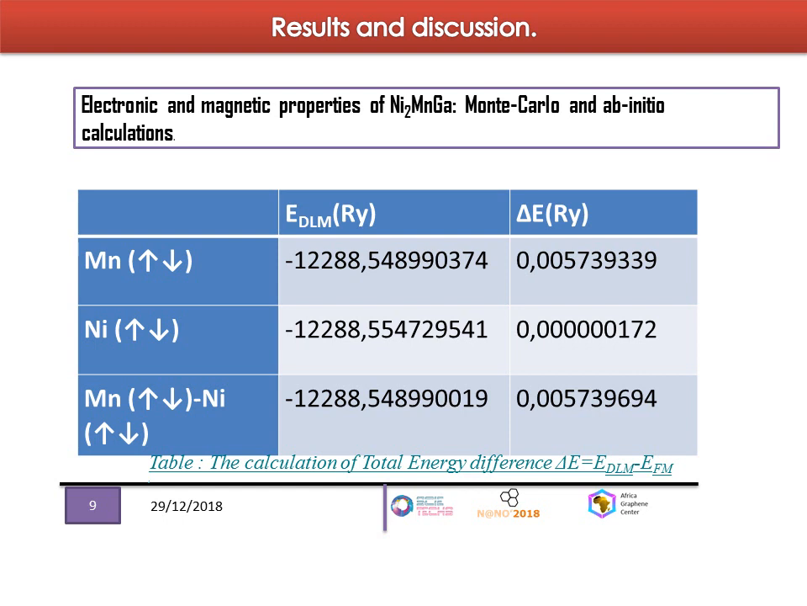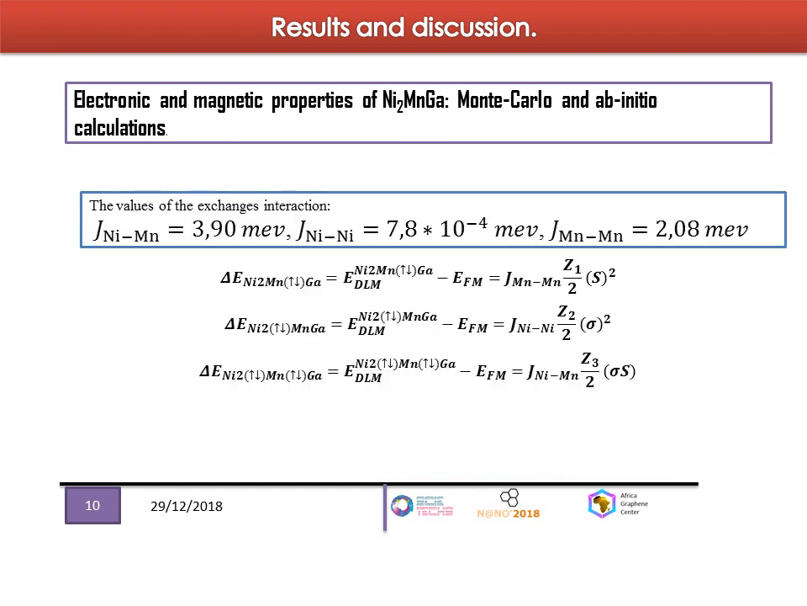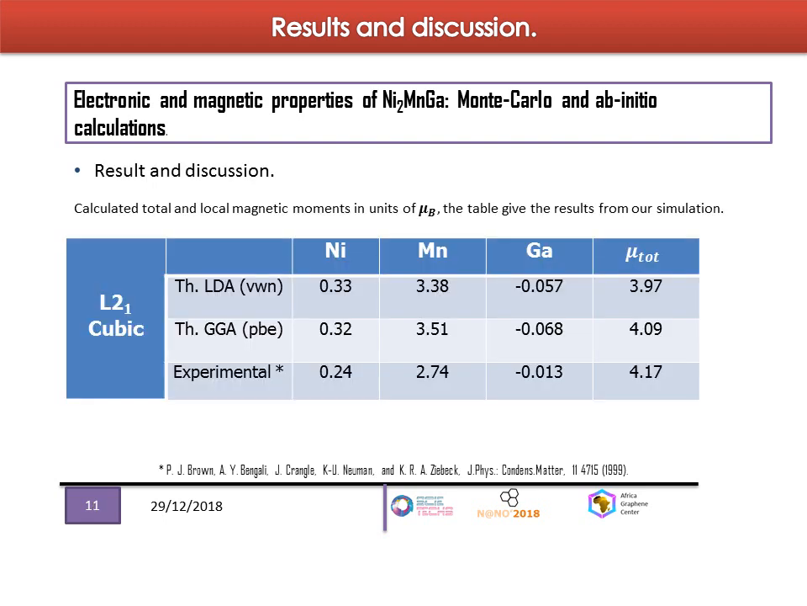We have introduced a new approach to determine the exchange interaction by calculating the total energy difference delta E between the disordered local moment and the ferromagnetic state, based on the mean field approximation. So we obtained the value of the exchange interaction from the three equations and the previous table. The next step, we have calculated the total and local magnetic moment. The table gives the results from our simulation.